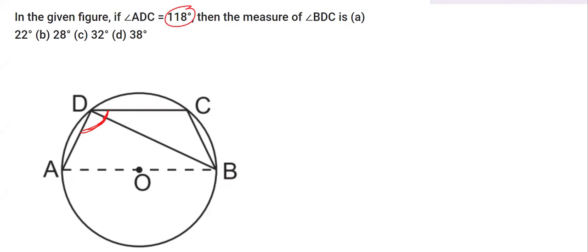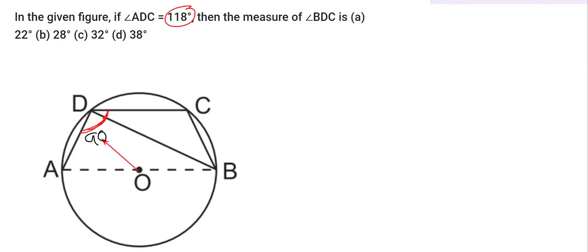Now, what do we know? That AB is a diameter. As you can see, it is passing through the center. So a chord passing through the center by default has to be the diameter. So this angle will be 90 degrees, right? That is, angle in a semicircle is a right angle. So this angle will be equal to 90 degrees.